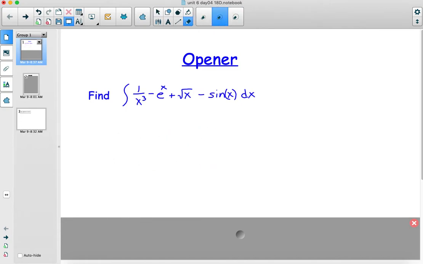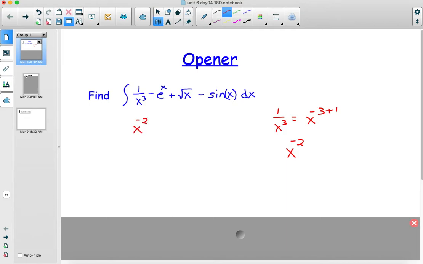Alright, so let's take this one piece at a time. What's the antiderivative of 1 over x cubed? Well, think of 1 over x cubed as x to the negative third power. With the power rule, we know when we take the derivative, the exponent goes down by 1, or we subtract 1 from the exponent. So to go the reverse way, we would need to add 1 to the exponent. Negative 3 plus 1 is negative 2, so our antiderivative is going to look something like x to the negative 2.